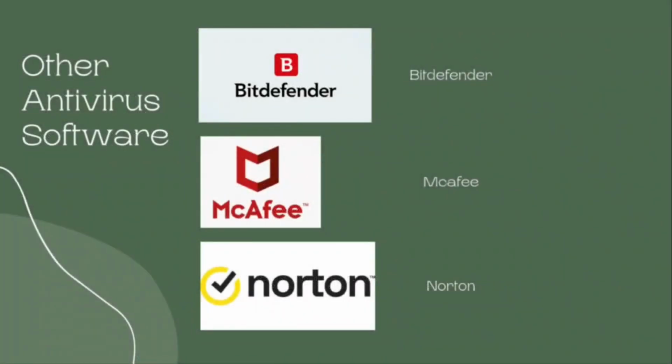If we do not wish to use Windows Security, there are other antivirus programs such as Bitdefender, McAfee, and Norton Antivirus, but these programs do cost money, whereas Windows Security comes free with every latest version of Windows. But of course, every antivirus software has its own pros and cons.